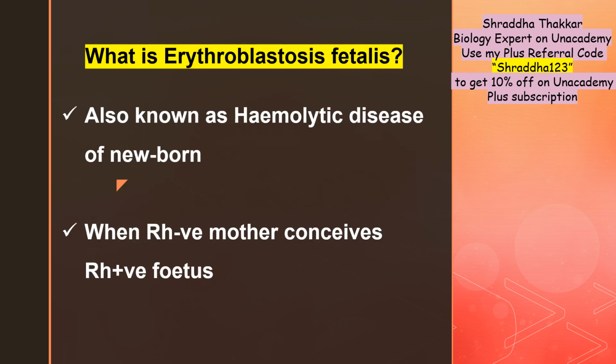Now let us understand what is this erythroblastosis fetalis. It's also known as the hemolytic disease of the newborn. Now this occurs when an RH negative mother conceives an RH positive fetus. So let us understand this in detail now.